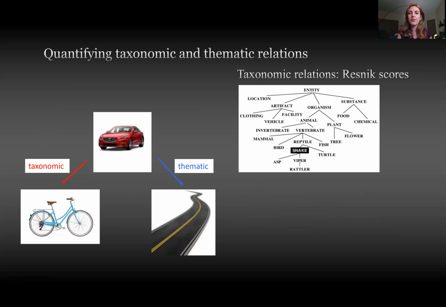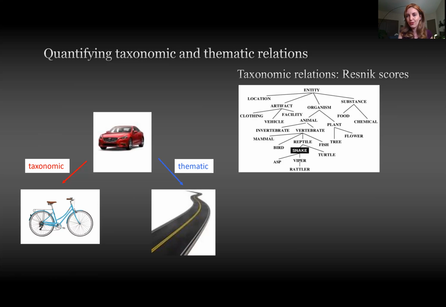WordNet is a really fabulous resource with hierarchical trees like this. These are trees that really respect taxonomic categories. You can see that, for example, there are different categories of animals, and under those categories there are subcategories of animals, and so on and so forth. And so you could quantify how similar two items are by following this tree and seeing, for example, that turtle and snake are more similar than turtle and mammal because they share more nodes in the tree.